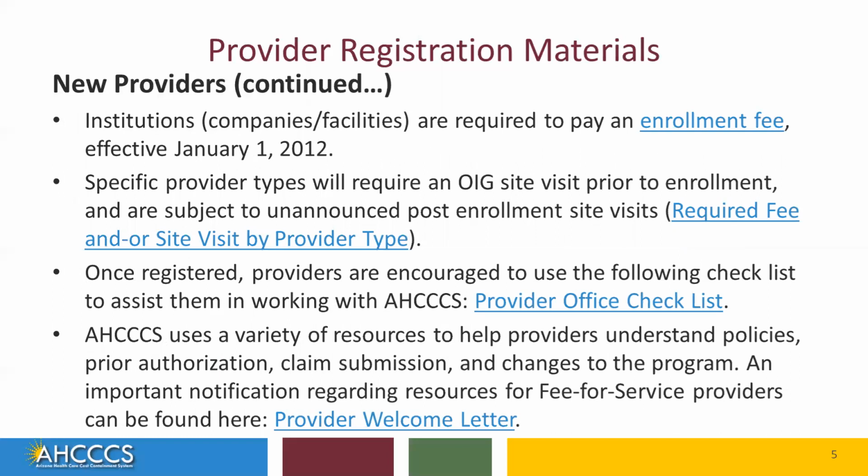Institutions, companies, or facilities are required to pay an enrollment fee that's been effective since January 1st of 2012. Specific provider types will require an OIG site visit, that would be Office of Inspector General, prior to their enrollment, and are subject to unannounced post-enrollment site visits, required fee and or site visit by provider type. Once registered, providers are encouraged to use the following checklist to assist them in working with AHCCCS. That provider office checklist we also have available for you.